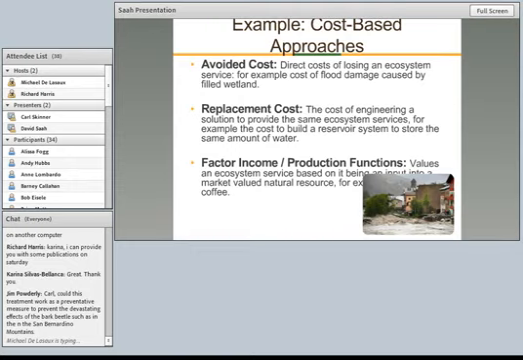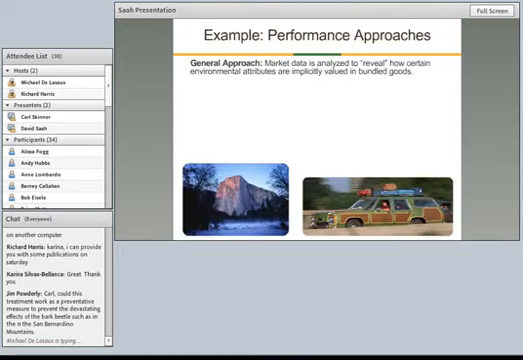You also could use factor income or production functions. This is that example that we gave with the bees, for example. If you actually put your coffee beans next to forest, it's going to produce 20% more coffee, and you could sell that coffee at a premium, and whatever that premium is, that's the value of that ecosystem service.